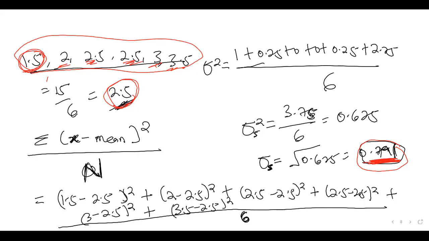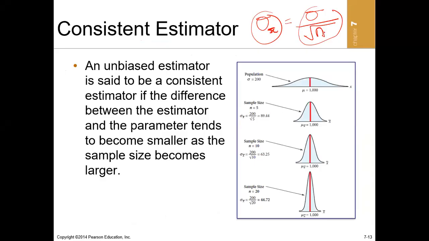So we must know that as the sample size becomes larger, the standard deviation of the sample means becomes smaller. And if the standard deviation of the sample means is becoming smaller, what it means is that the sample means are getting close to their average, which is the population mean. All right. That is why we are saying that an unbiased estimator is said to be consistent when the difference between the estimator, which is probably the sample mean, and the parameter, which is the population mean, becomes smaller as the sample size becomes larger.